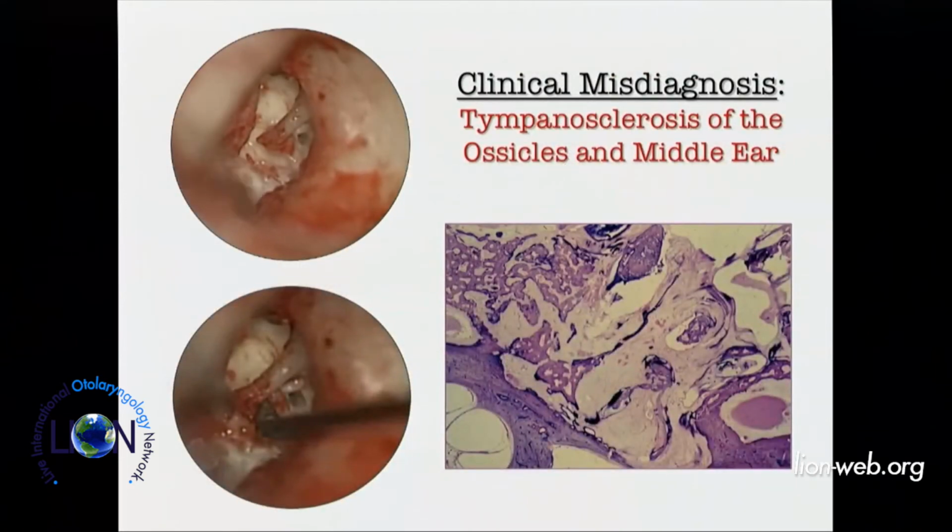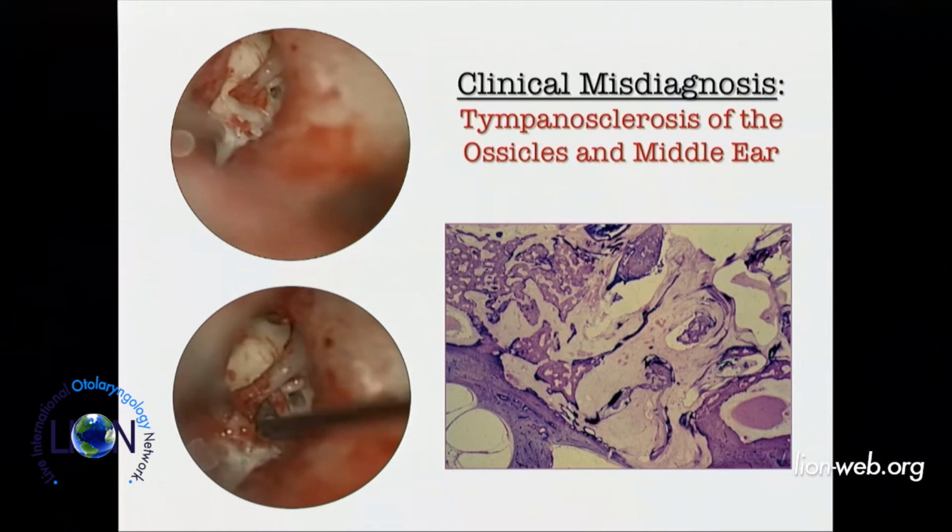Like in this case here, the promontory is covered with tympanosclerosis. It's really bad to clear up this tympanosclerosis, and sometimes you cannot tell what is tympanosclerosis, what is the oval window, what is the facial nerve. So it's a very delicate situation.